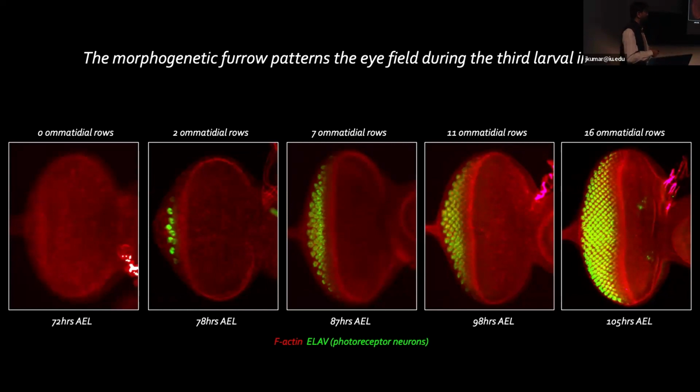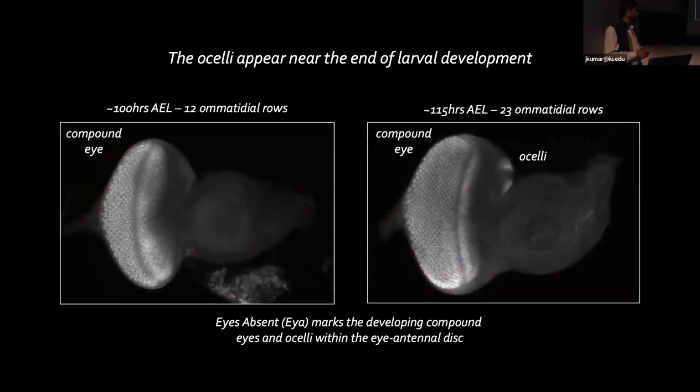So those adult columns that you were able to see are actually being formed asynchronously throughout the disc. Now, at this stage in development, where I've shown you these pictures, the ocelli have not yet formed. They form a little bit later, and that's shown in the next slide, where we're looking at two stages of eye-antennal discs that are stained with an antibody against the Eyes Absent protein. That was one member of that retinal determination network.